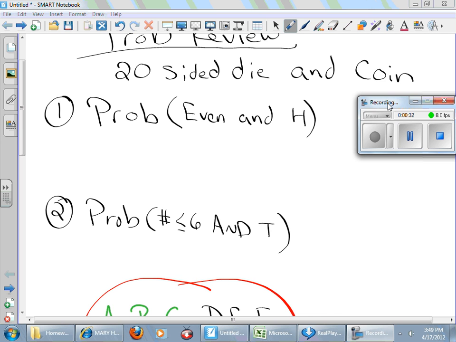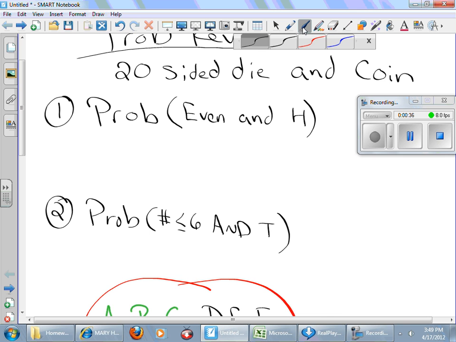All right, let's take, first of all, the scenario where we have a 20-sided die and a coin. I want to know the probability of rolling an even on the 20-sided die and getting a heads on the coin. Now, "and" should mean two things to you. One, it's going to be a multiplication problem. And two, these are two separate events happening. We're going to roll the die, and then we're going to flip the coin.